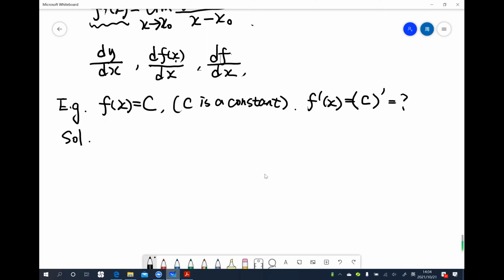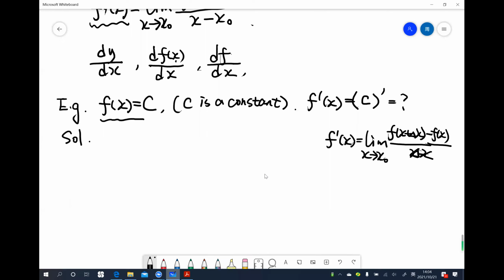So here, that equals the limit as x approaches x0 of f(x plus delta x) minus f(x) over x minus x0, or here I can write delta x. So here we can use this definition to calculate the derivative of this constant function.